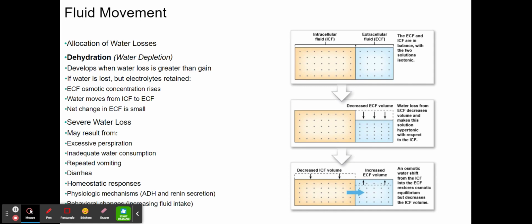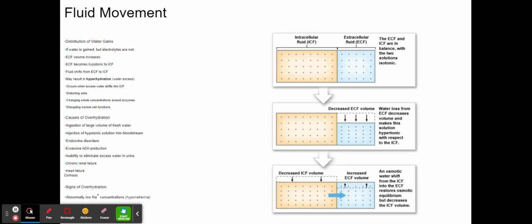Homeostatic responses include physiologic mechanisms, ADH and renin secretion, and behavioral changes, increasing fluid intake, preferably as soon as possible. Clinical therapies for acute dehydration include administering hypotonic fluids by mouth or intravenous infusions. These procedures rapidly increase the ECF volume and promote the shift of water back into the ICF.